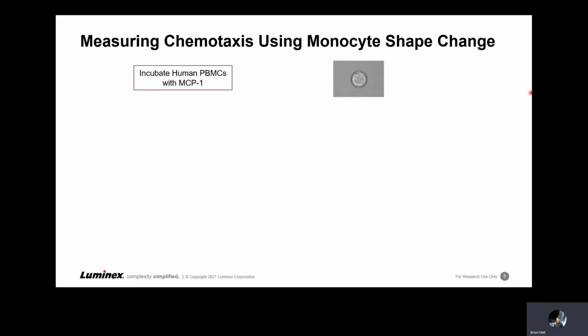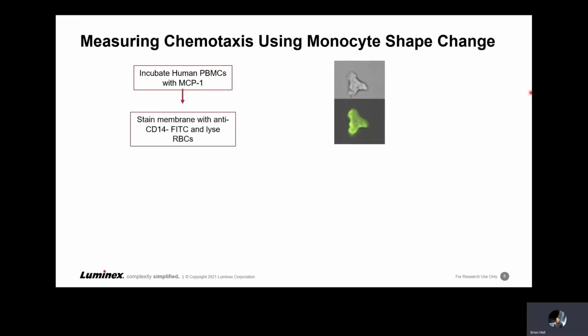Now, the first example that I'd like to talk about is measuring chemotaxis in monocytes after treatment with a chemoattractant, MCP1. MCP1 is known to cause monocytes to migrate to the site of inflammation. It's also used in drug development where a patient might have an autoimmune disease, so you can inhibit this pathway and prevent monocytes from causing a disease through self-recognition. In this experiment, we're going to treat these monocytes with MCP1 to induce a change in their overall morphology.